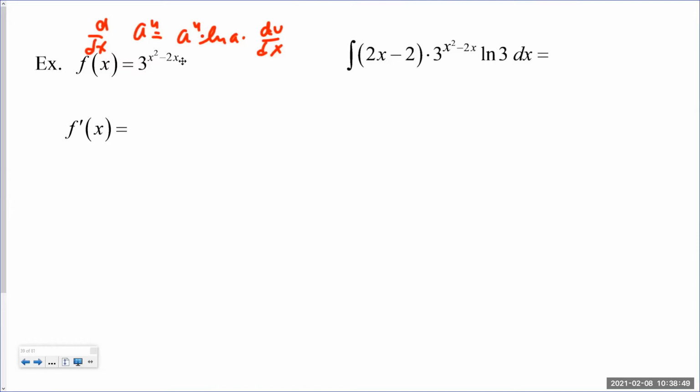So the derivative of 3 raised to the x squared minus 2x is going to be a to the u, so this is my u, so it's 3 to the x squared minus 2x, times ln of a, that's going to be ln of, this is my a right here, the 3. So times ln of 3 times the derivative of my u. My u is right here in the formula, so this must be my u here. The derivative of your exponent is 2x minus 2.